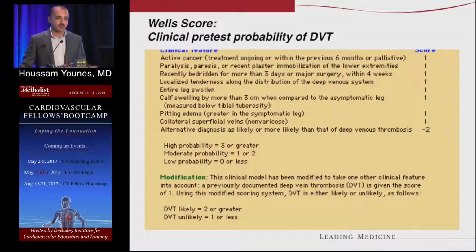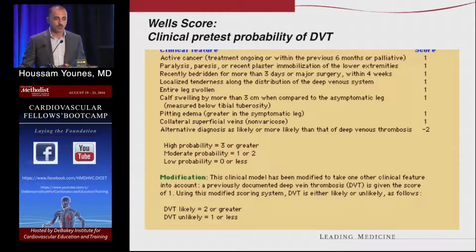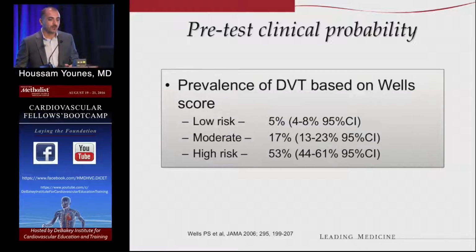For example, if the patient has active cancer, they get 1 point. Paralysis or recent plaster immobilization of the lower extremity, you get another point. Localized tenderness on the examination, 1 point. Recently bedridden. So you get the idea. For every risk factor, you get 1 point, and when you add them up, you have high probability if it's 3 and above, moderate probability 1 to 2, and low probability if it's less than 1, which is 0. So what does that mean?